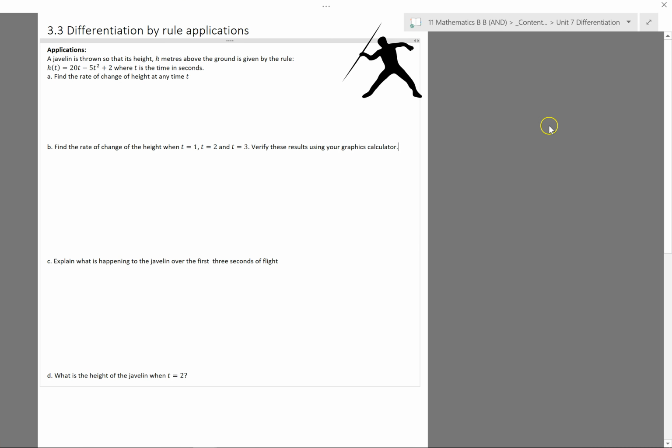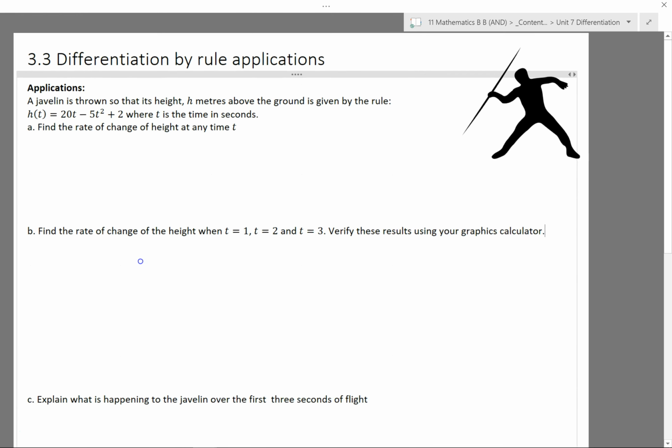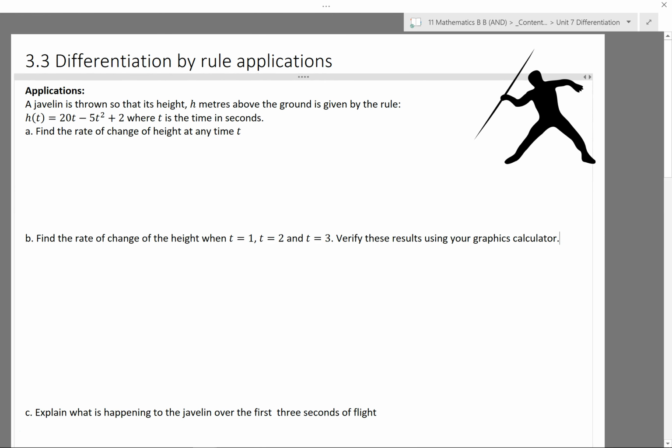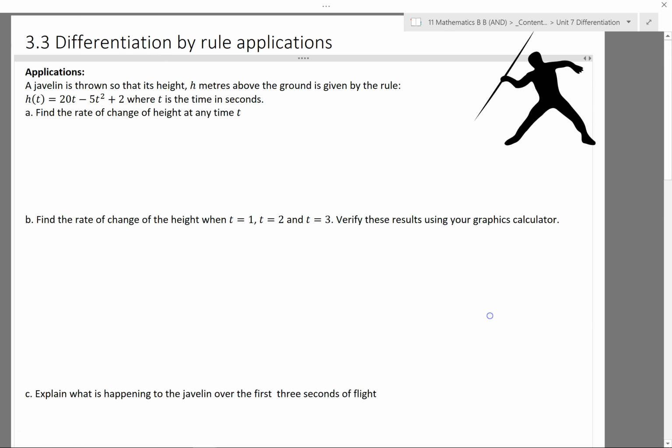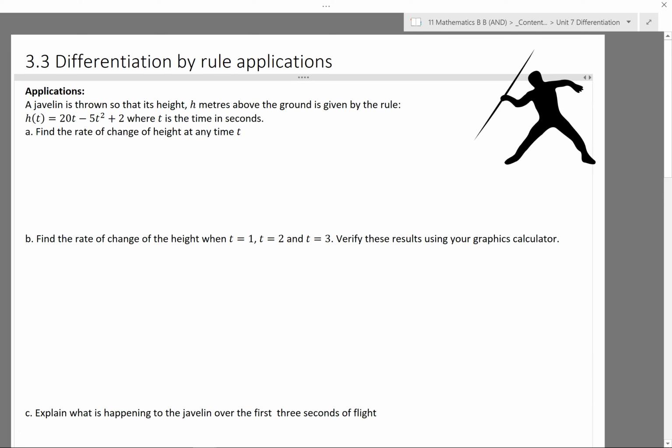So this is exercise 13, what is it? I think 13E is just talking about some applications. But it's nothing different to anything that we haven't done already with rates of change.